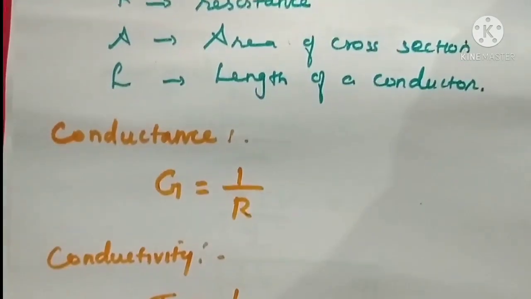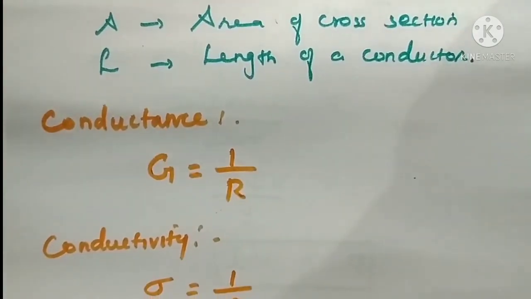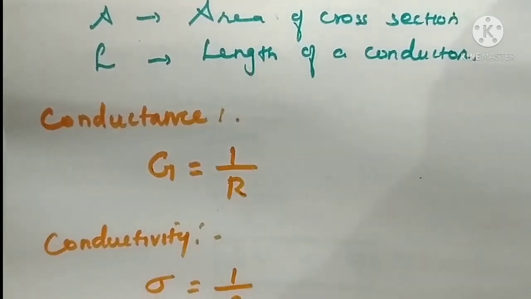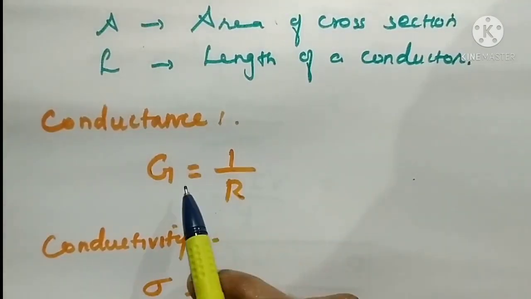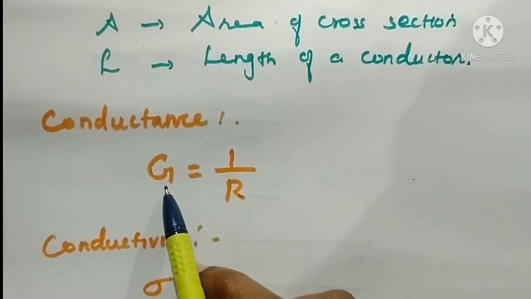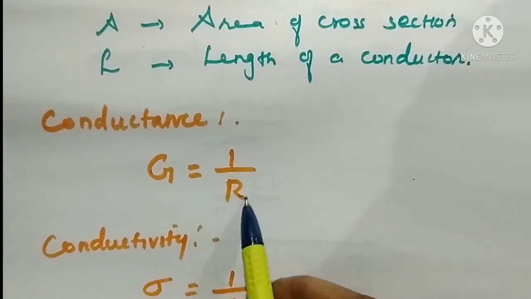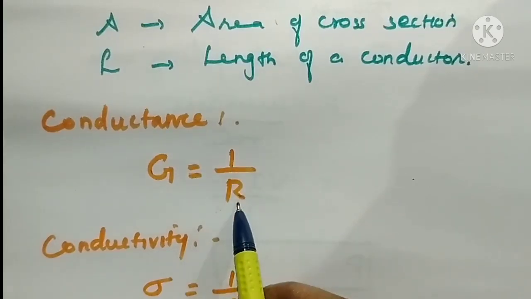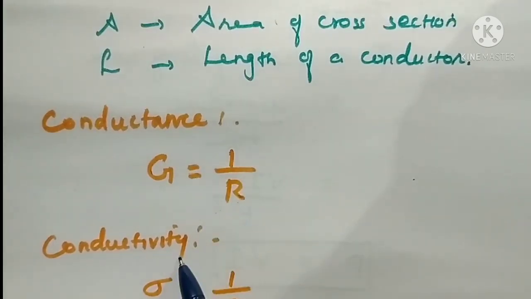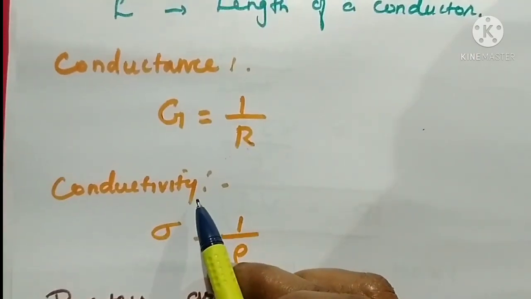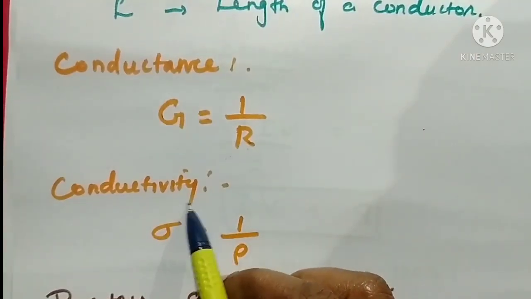Okay, next one is what do you mean by conductance? Conductance is nothing but the reciprocal of resistance. The conductance can be represented simply as G. So G is equal to 1 by R, the reciprocal of resistance. And now we are going to discuss what is meant by electrical conductivity.